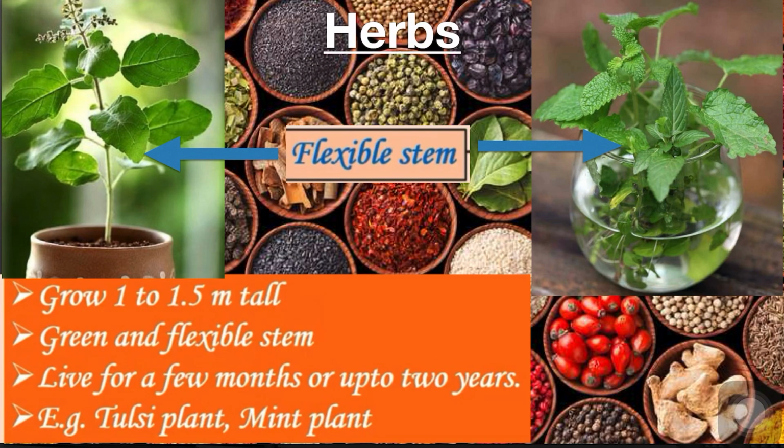Next is herbs. Herbs grow 1 to 1.5 meters tall. The stems of herbs are green and quite flexible as compared to those of trees and bushes. Herbs may live for a few months or up to 2 years. Examples of herbs are the tulsi plant and the mint plant.